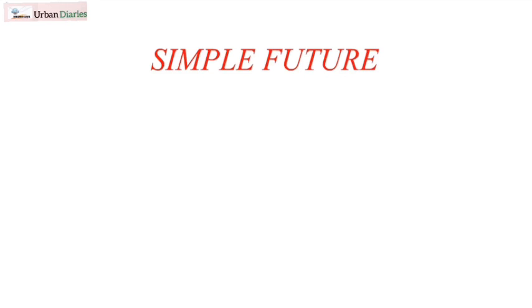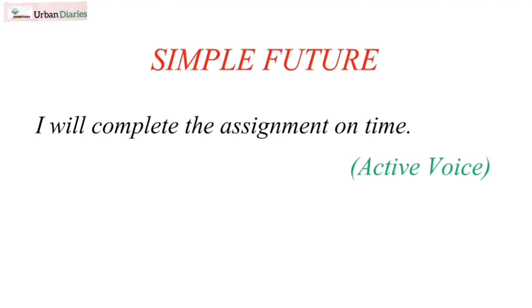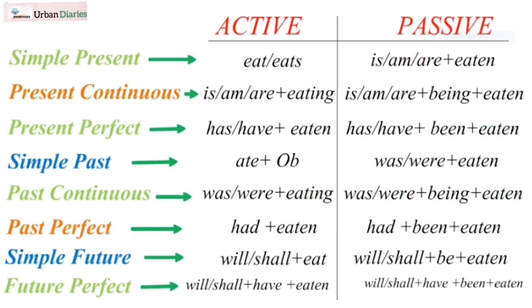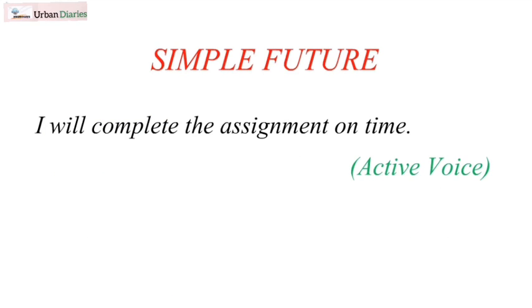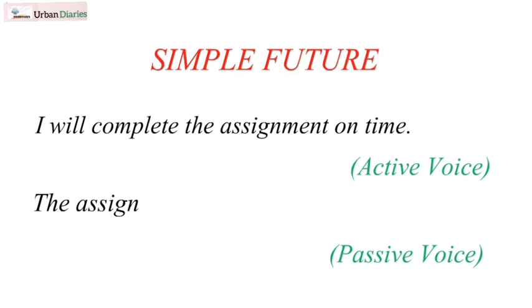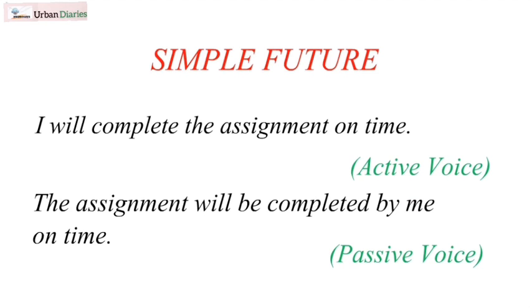Let's move on to the next tense now, which is simple future. I will complete the assignment on time. This sentence is in simple future and it's an active voice. Do you need to see that table again? Alright, but guys, don't forget to memorize it, okay? At the end of this video, I'm gonna give you a trick, and with the help of this trick, you won't need to see the table again and again. Alright, so the passive voice will be, assignment will be completed by me on time. So whenever you see any extra phrase or any adverb at the end of the sentence, keep them at the end even while changing them into passive voice.